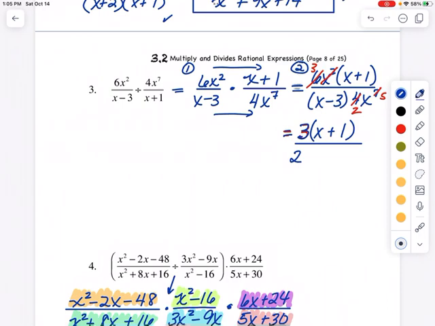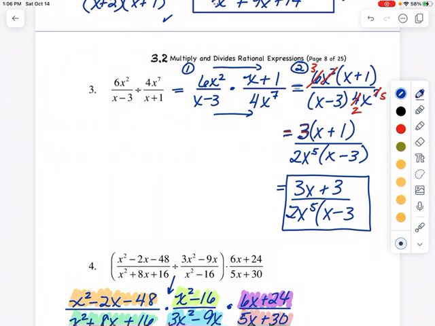I'm going to move that up front. 2x to the 5th, and then it would be times x minus 3. Now you have no common factors. We could go ahead and say that's 3x plus 3 over 2x to the 5th times x minus 3. And there you have it. There you go.